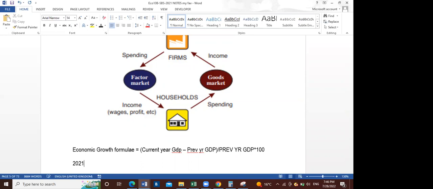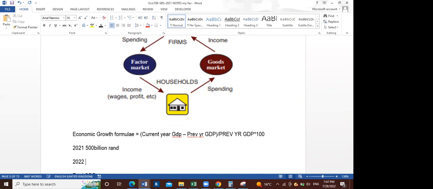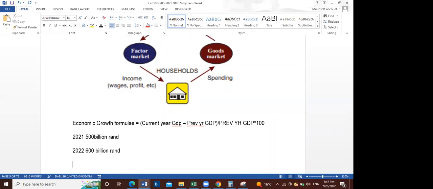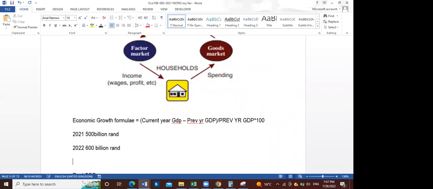So let's say for 2021, you have calculated your GDP and you found out that maybe it was 500. Let me just use 500 billion rand in 2020. And in 2022, you say that your GDP is 600 billion rand. So I'm using obvious figures so that it doesn't become vague. 600 billion rand. So to calculate your GDP growth, it's calculated as 600 minus 500, divided by the previous year's, which is 500. Then you multiply that figure by 100.